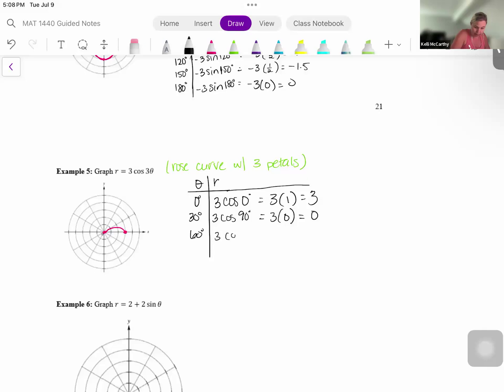60 degrees will be 3 times cosine of 60 times 3, which is 180 degrees. Cosine of 180 degrees is -1. So at 60 degrees and a radius of 3, now we're going to reflect that about the origin. So that puts that point there, and we're connecting now from that second point to this third point. At theta of 90 degrees, we've got 3 times cosine of 3 times 90, which is 270 degrees. Cosine of 270 degrees is 0. 3 times 0 is 0. So at 90 degrees, that radius was 0, putting another point at the origin. So now we're connecting back to the origin.